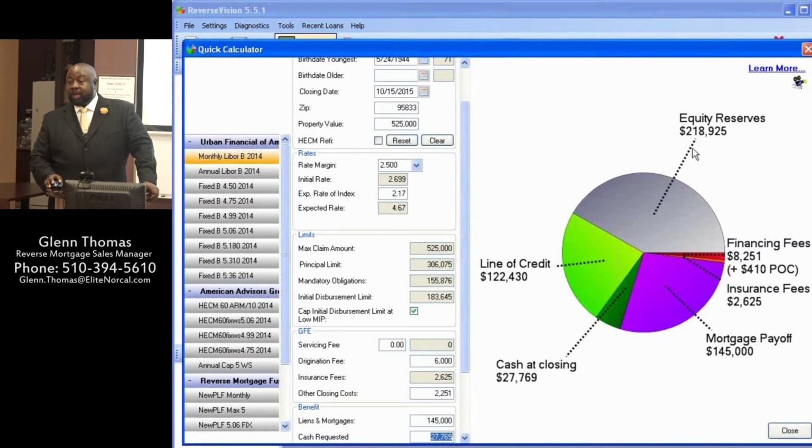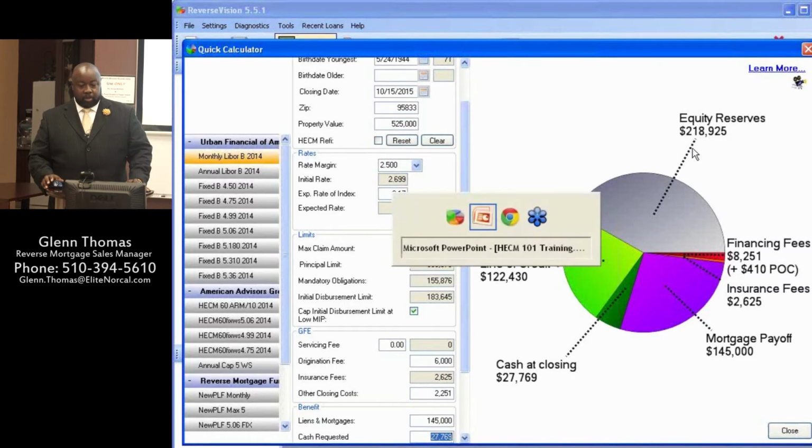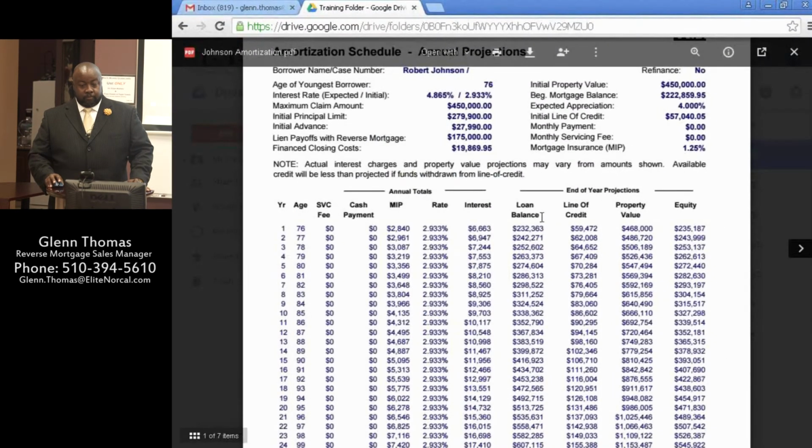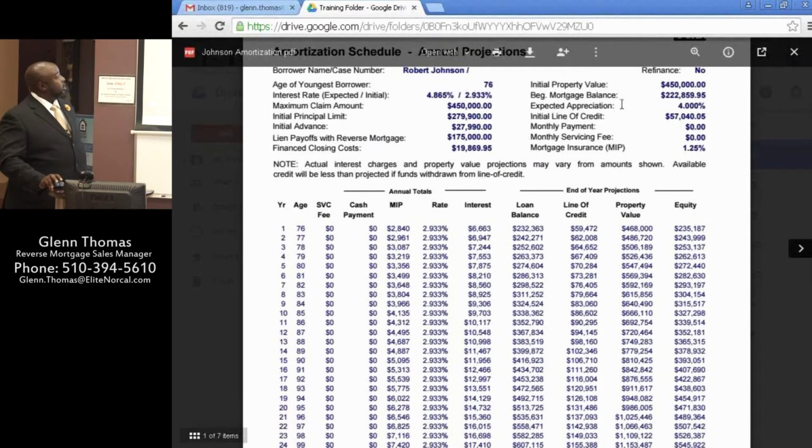So over time, if your value increases, like I said, let's go back over here. Seeing this right here, this is your equity reserve, okay? If your property value is increasing, then your equity is going to increase as well. So you've got equity and it's going to steadily increase.